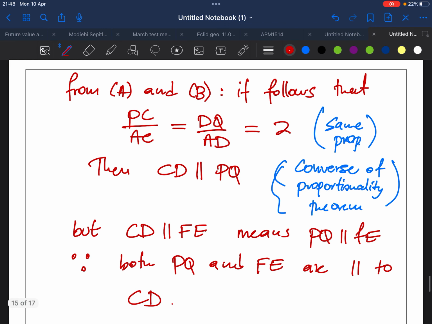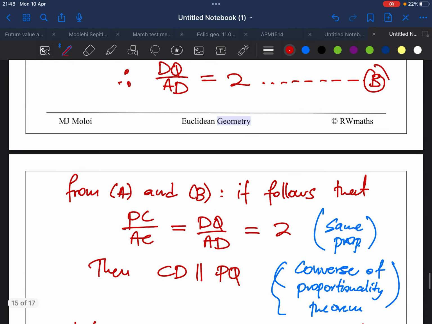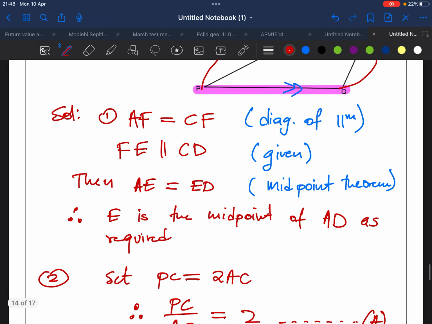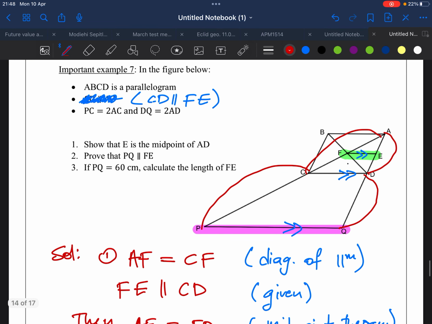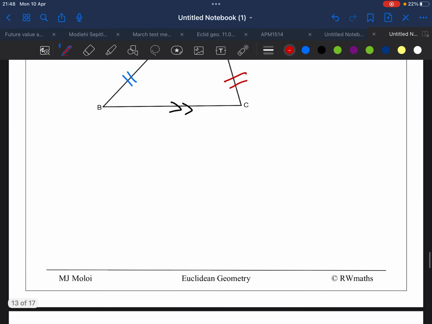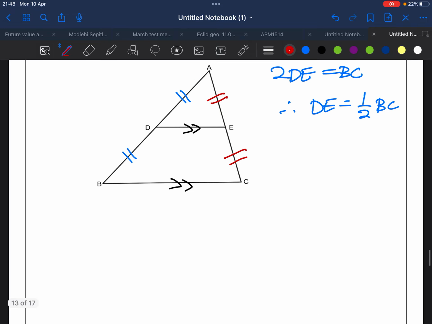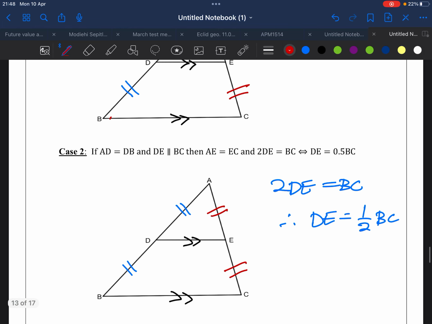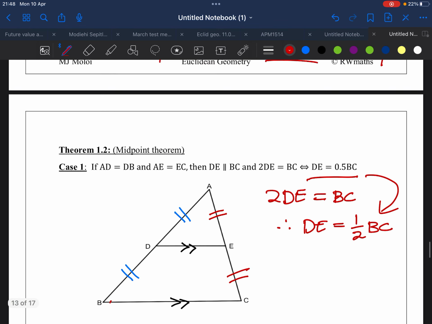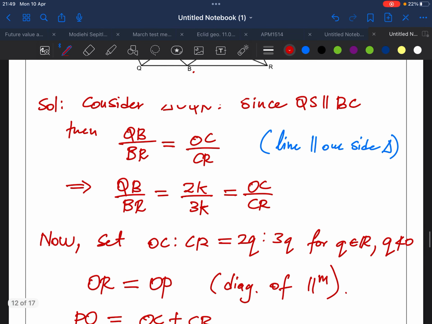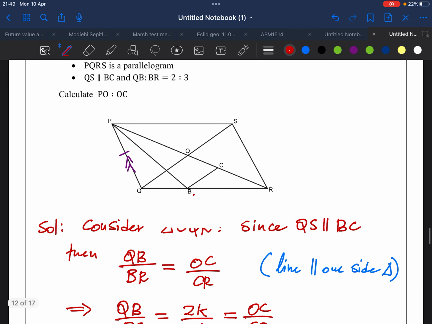I hope you have enjoyed this video and learned a lot from the examples we have done. This is just an application of the proportionality theorem. This theorem is extremely important. Please make sure that you appreciate the content of this theorem and are able to prove it for examination purposes, and that you understand the midpoint theorem and how to apply everything you have learned from the proportionality theorem.